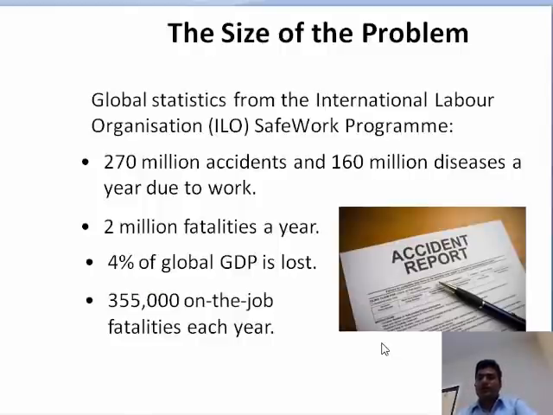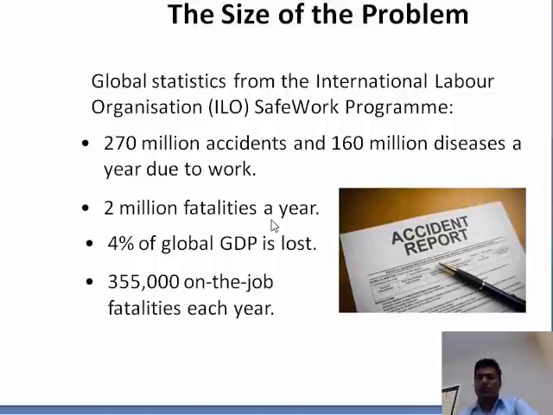What is the size of the problem? That means worldwide, how many persons are injured, what is the data, and why we should maintain health and safety. There are statistics given by the ILO, International Labour Organization: 270 million accidents and 160 million diseases a year due to work. So we have to maintain health and safety to stop these accidents and diseases. 2 million fatalities a year. 2 million fatalities occur in a year.